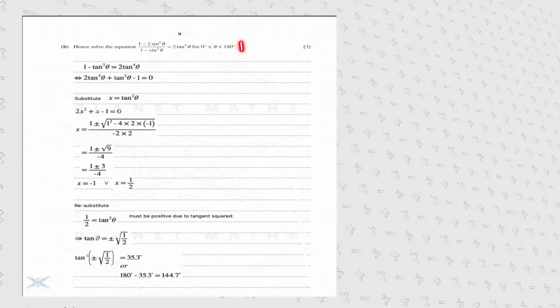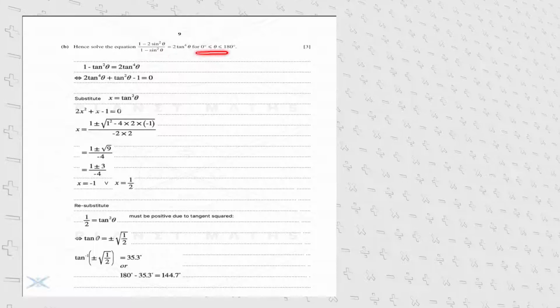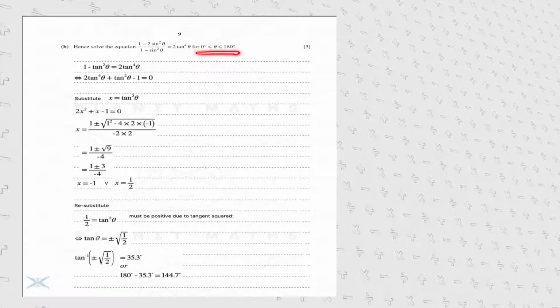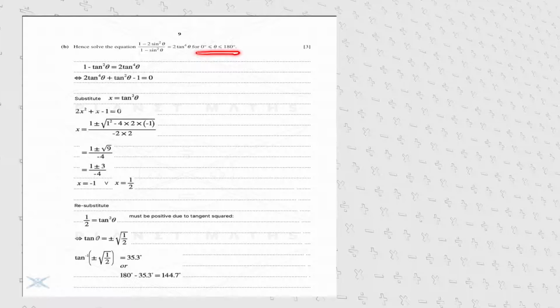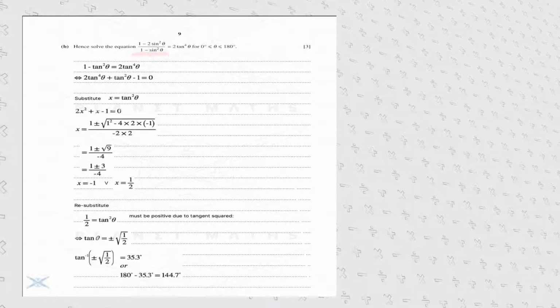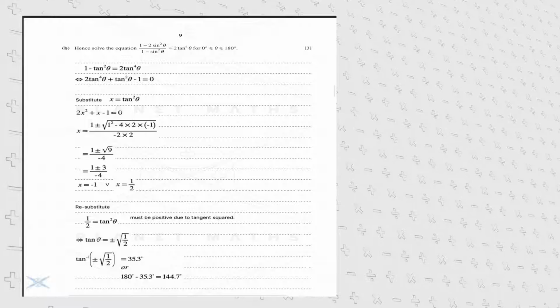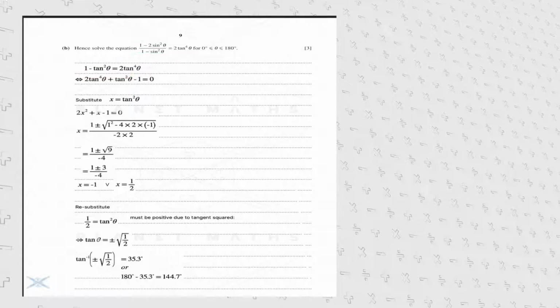In part B of exercise 7, we are now supposed to solve the following equation for theta within the interval of 0 and 180 degrees included. From part A of this exercise, we know that the left-hand part of the equation is identical to the expression 1 minus tangent squared theta. So we will rewrite this equation accordingly and rearrange it for 0.